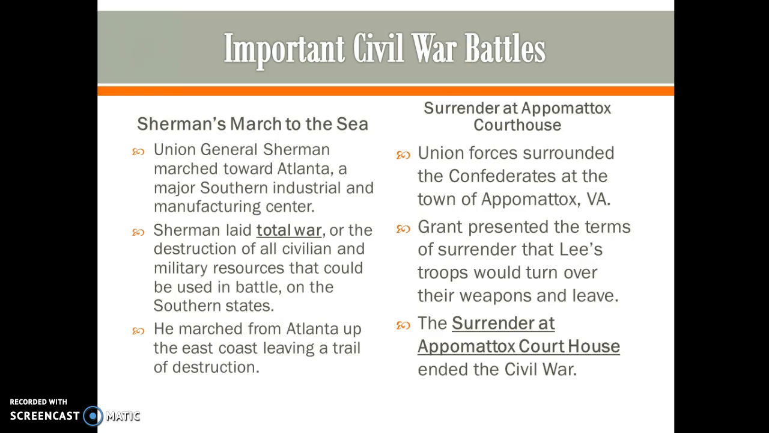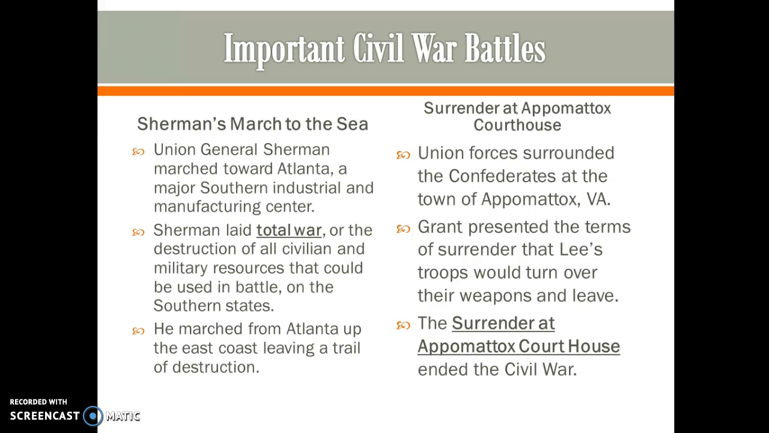Union General Sherman marched towards Atlanta. Atlanta was a major Southern industrial and manufacturing center. Sherman waged total war, or he destroyed all civilian and military resources that could potentially be used against the Union in battle. He marched from Atlanta up the East Coast, leaving a trail of destruction in his path.